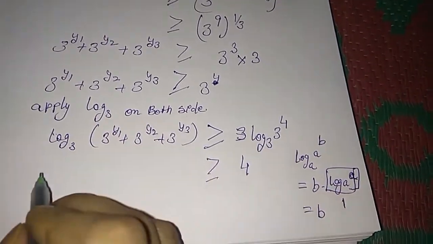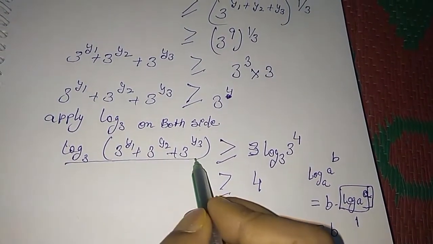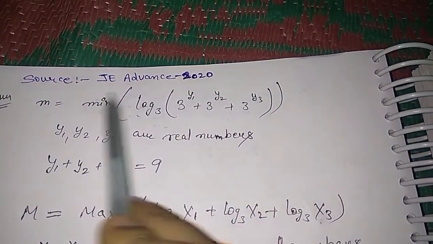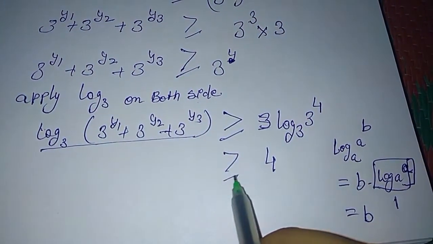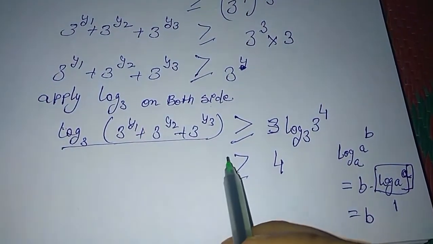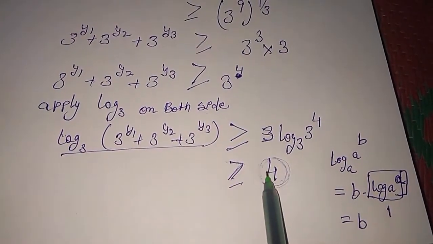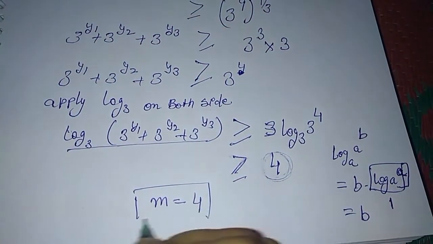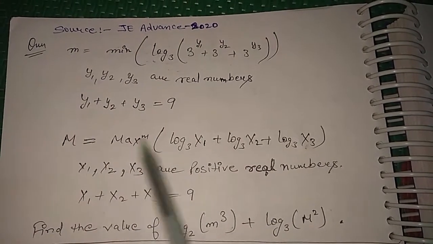Okay, now you know that this value was equal to this, and we have to find m, which is the minimum of this value. We find that this value is greater than or equal to 4, so for this data the minimum value will be equal to 4. So 4 will be the minimum, so our answer m will be equal to 4. Now we will go for capital M, which is given by this.